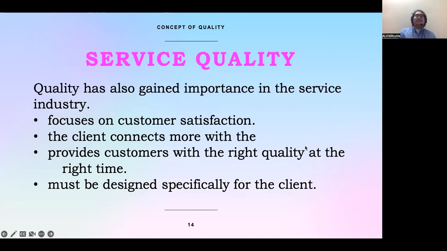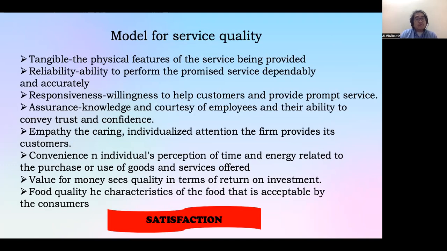Okay, my third topic is service quality. Quality has also gained importance in the service industry. So number one, it focuses on customer satisfaction. Next is the client connects with the customers the right quality at the right time and must be designed specifically for the client. So model for service quality. Meron tayong 8 model of service quality.